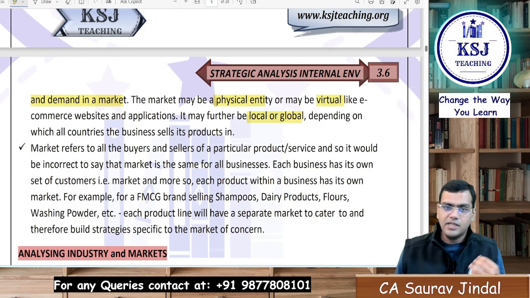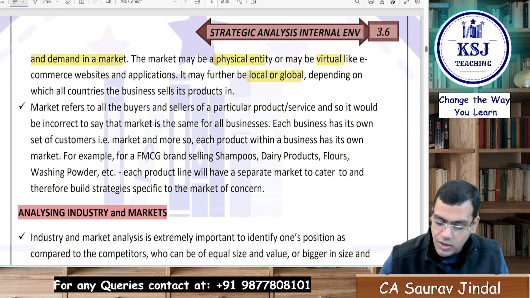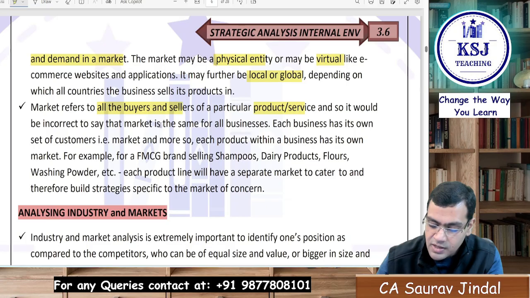Whether you are selling the products in the local market only, or you are selling in the local market along with the international market also, then it will be a global market. Now, market refers to all the buyers and sellers of a particular product or a service, and so it would be incorrect to say that market is the same for all the business.